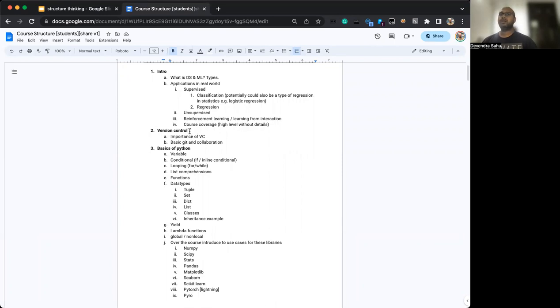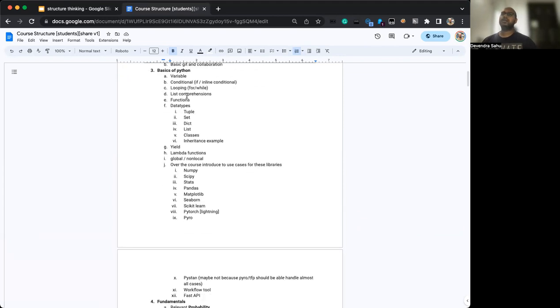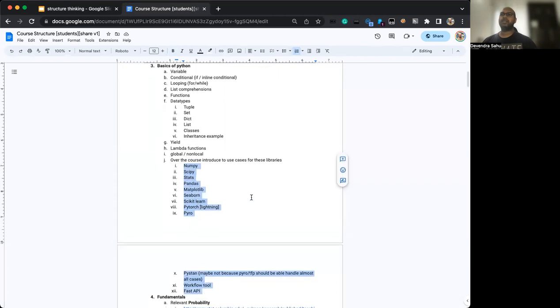We'll look at version control because the habit of versioning is very helpful in the long term. So we'll look at some basic Git commands and how to collaborate with Git. We'll look at some basics of Python, anything standard in Python, we'll look at those. Here are a set of libraries I've been thinking.